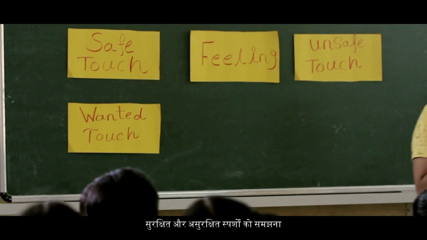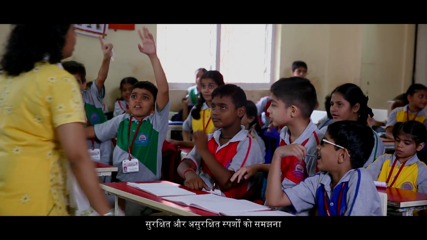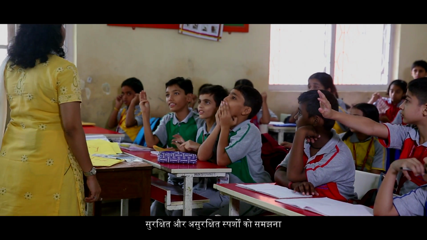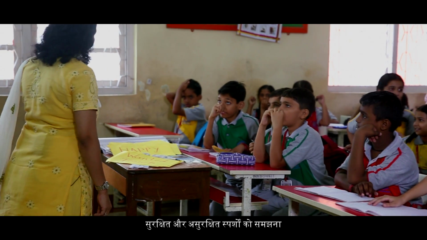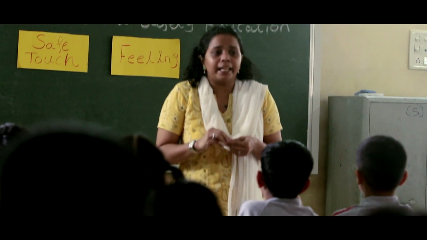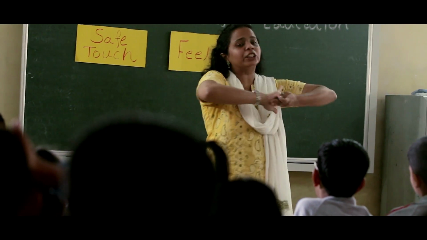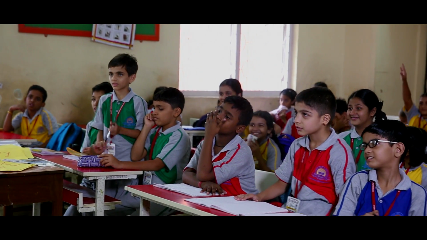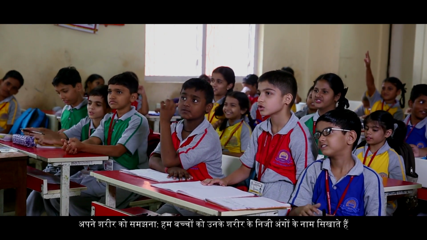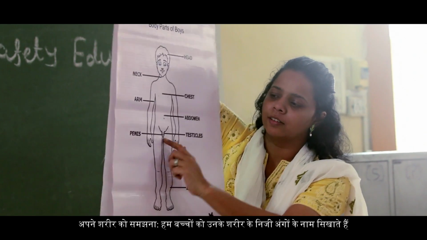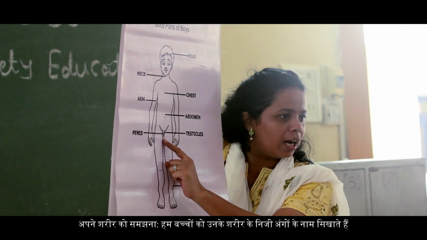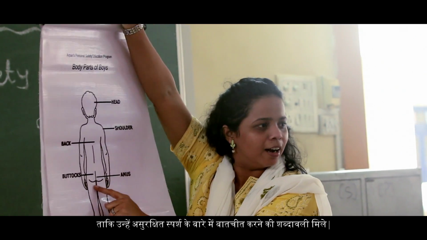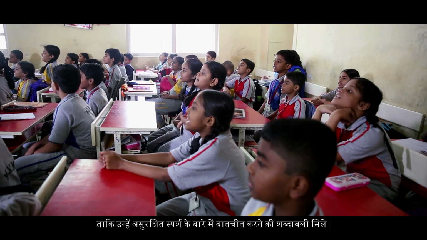Safe and unsafe touches. The lesson also details how we can try and identify safe and unsafe touches and situations based on feelings. For example, if I'm feeling scared, sad, or confused, there is a probability that I might be in an unsafe situation. Know your body. We detail anatomical names of private body parts without getting into the functionalities of them, so that children build a vocabulary to talk about unsafe touches.